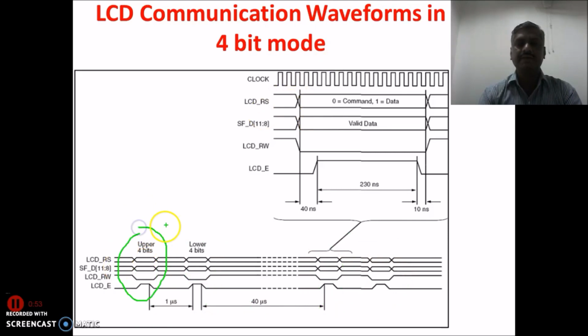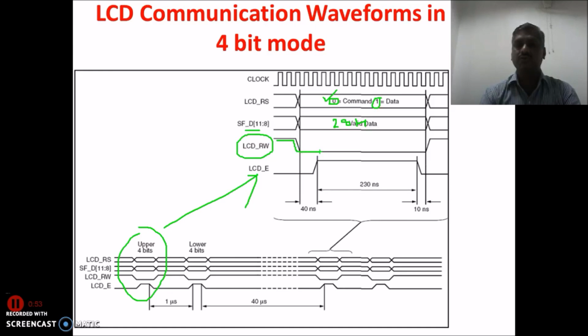Now suppose this is the upper nibble, it may be something like this in this particular case. Suppose this is LCD RS, that is register select. It should be 0 whenever we are transmitting a command, and it should be 1 when we are transmitting data. And the valid data will be available. Suppose I am taking the example of sending a command. The initial command for the 4-bit mode is 28H, and this is the valid data which must be available on this particular line. Then here the LCD read/write terminal should go low, because we are writing onto the LCD.